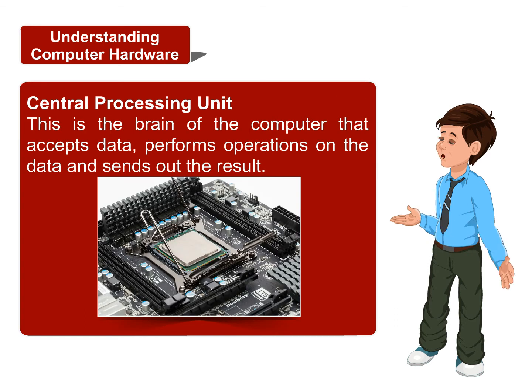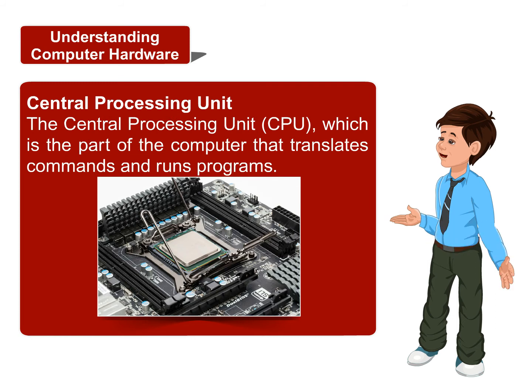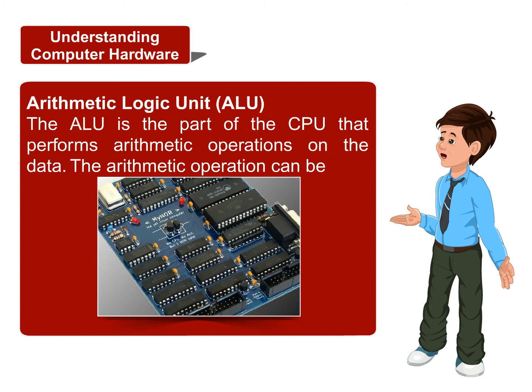Central processing unit. This is the brain of the computer that accepts data, performs operations on the data, and sends out the result. The central processing unit, CPU, is the part of the computer that translates commands and runs programs.